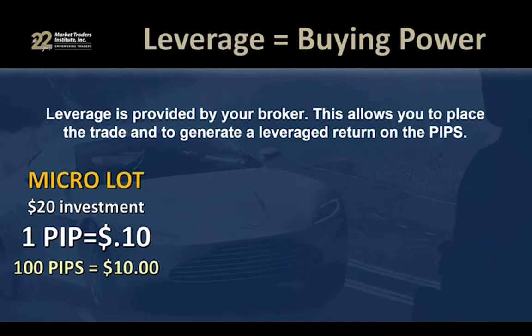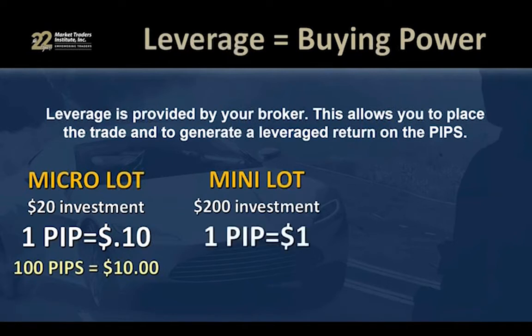And then once you get to a point where you're comfortable trading with a micro lot, you'll advance up to a mini lot account. Now, a mini lot account is about a $200 investment from your trading account. With a mini lot trade, each pip is worth $1. So in this case, those 100 pips would be worth $100. So you've gone from crawling to walking.